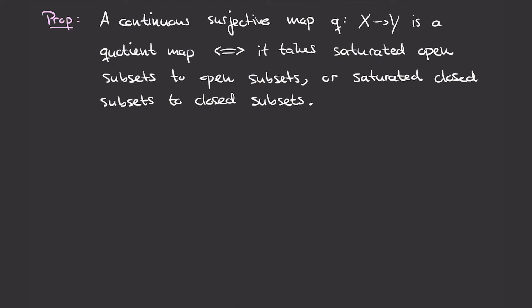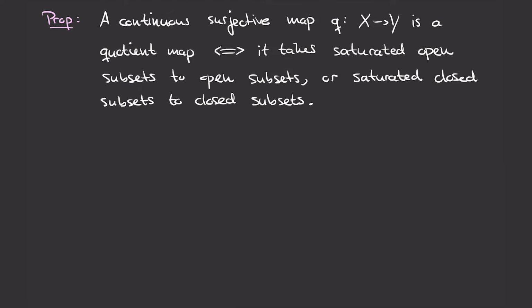It says that if we have some continuous surjective map Q from X to Y, and here we're now assuming that X and Y are already given topological spaces, then this map Q is a quotient map if and only if the following holds, namely if Q takes saturated open subsets of X to open subsets of Y, or alternatively, if Q takes saturated closed subsets to closed subsets of Y.